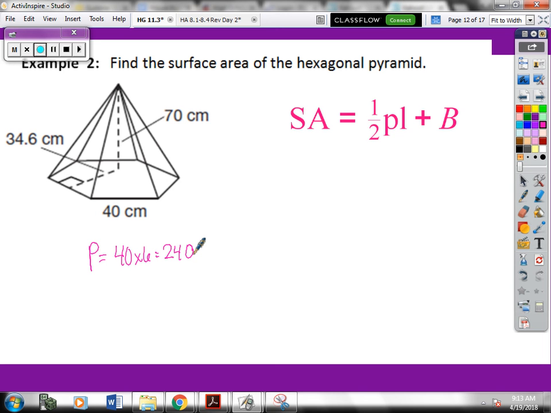Now, for L, we don't know the slant height. So we are going to have to find the slant height using the actual height, the apothem, and you can create a right triangle, and I'll redraw that triangle out here. So the actual height is 70. The apothem, they tell me, is 34.6. And then I can use Pythagorean theorem to find out what the slant height is. So let's go ahead and just call that L. And so we'll do our Pythagorean theorem.